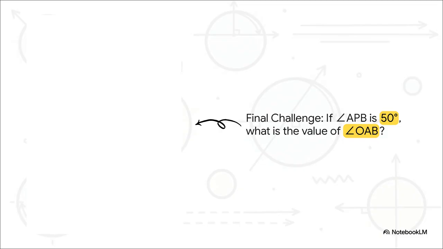And now for your final challenge. Look closely at this diagram. If the angle between the 2 tangents, that's angle APB, is 50 degrees, what is the value of that smaller angle inside, OAB? Use the rules from your cheat sheet. You can solve this. Here's a little hint. Think about the types of triangles you can find inside that shape.